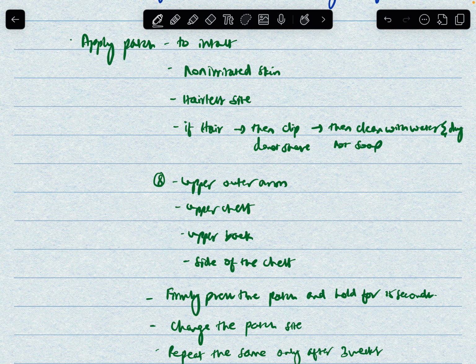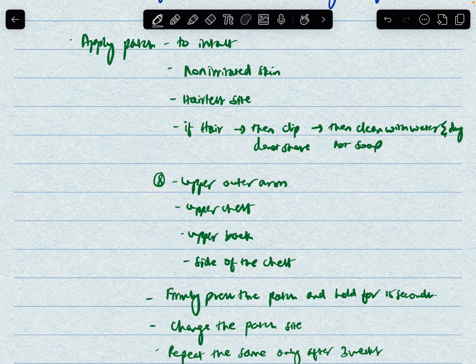And once the patch is applied, it has to be firmly pressed and held for 15 seconds, and the patch site changed if a second patch is being applied. Let's say the first patch is applied on the upper outer arm, then avoid that site for the second patch and use some other site for the patch application.